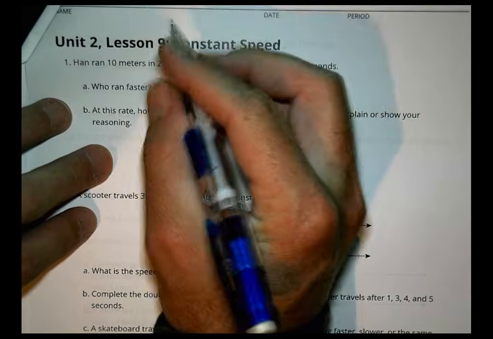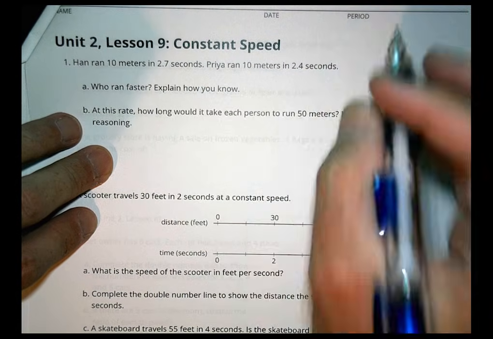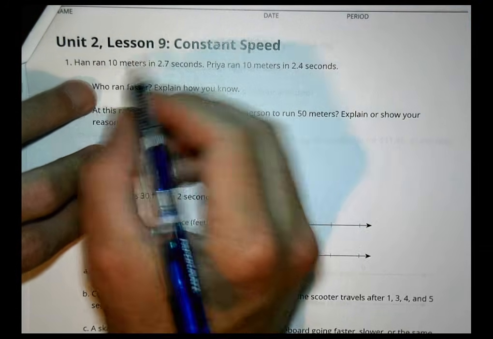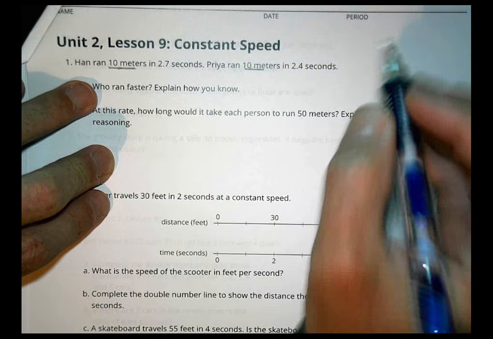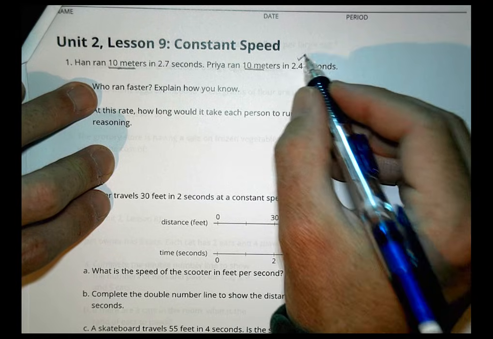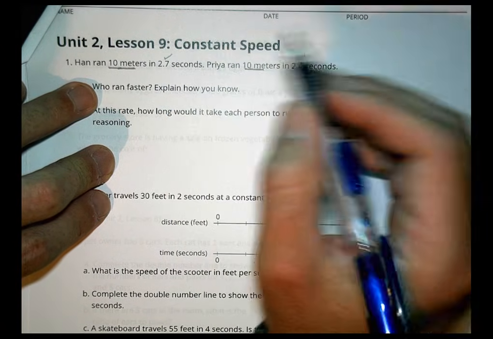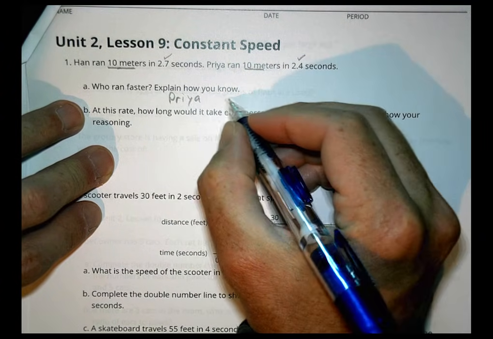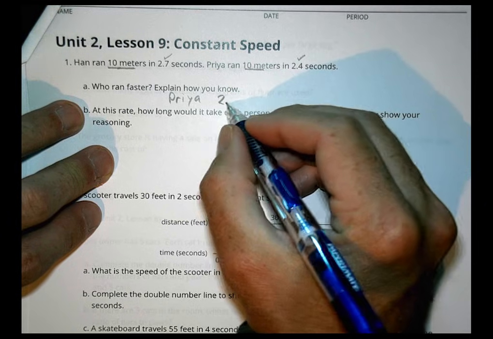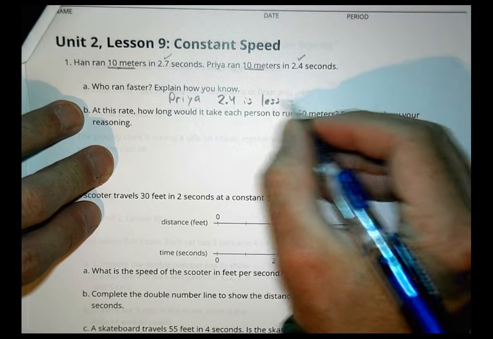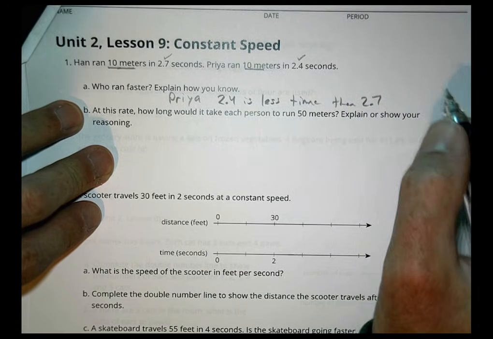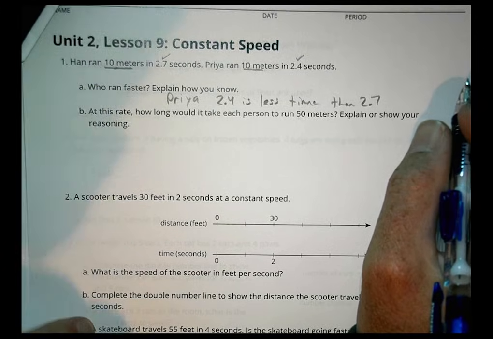All right, Han ran 10 meters in 2.7 seconds. Priya ran 10 meters in 2.4 seconds. Who ran faster? Okay, so they each ran the same distance, 10 meters, and Priya did it in 2.4 and Han ran it in 2.7. So Priya seemed to run it faster, and that's because 2.4 is less time than 2.7. In a race, the smaller time is the winner, okay?